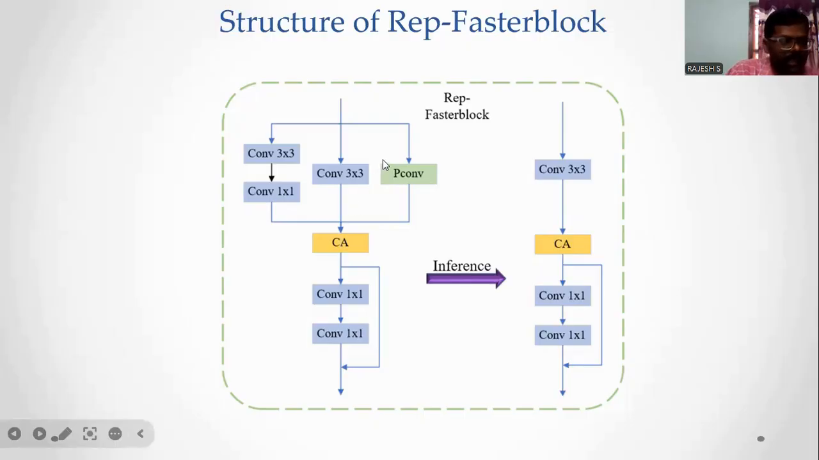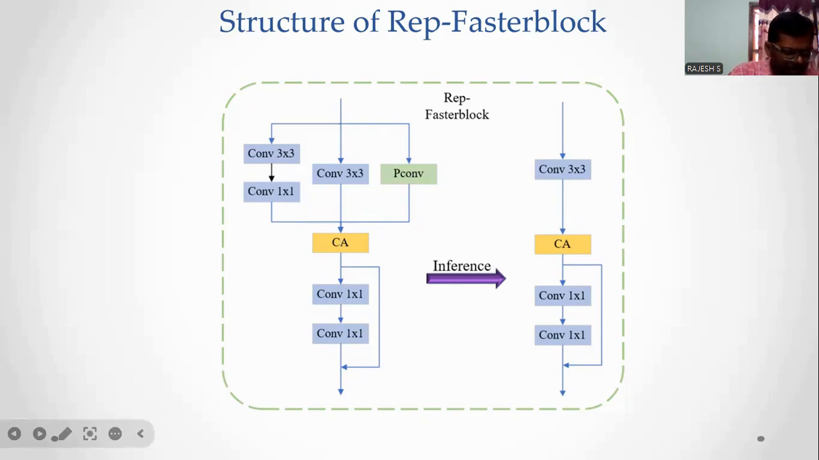This is the training stage, on the left side. It has multiple paths: a 3x3 convolution layer, a 1x1 convolution layer, a partial convolution, and a CA block, which stands for coordinate attention block.